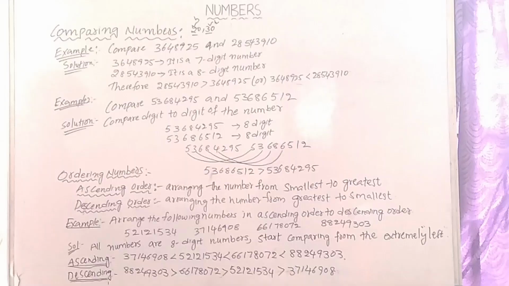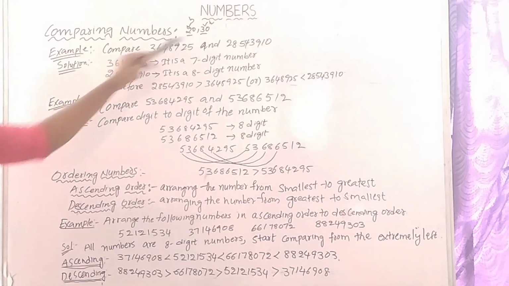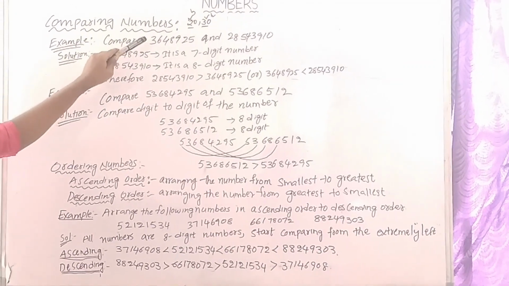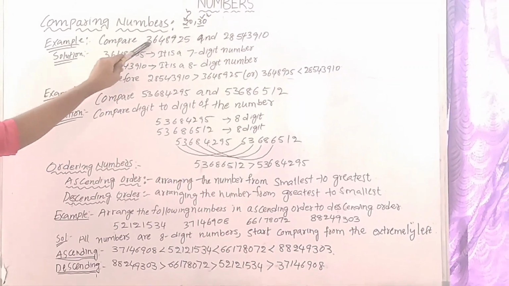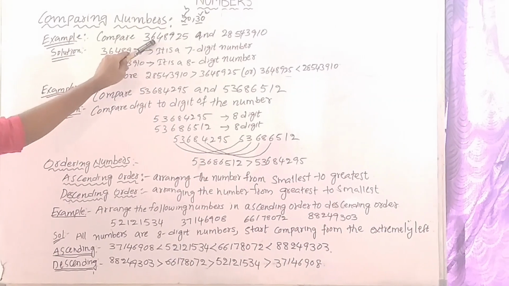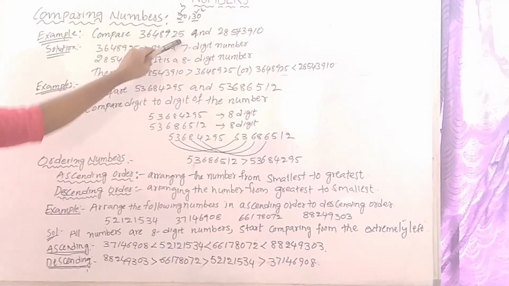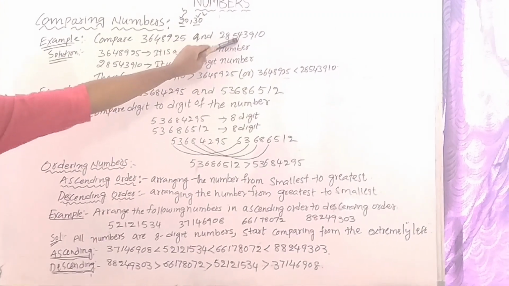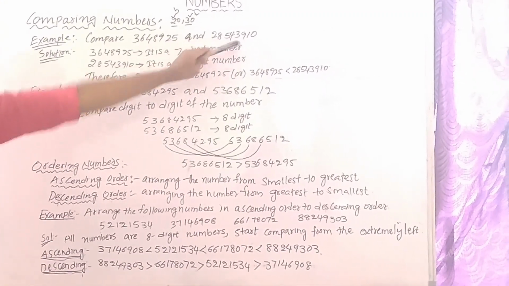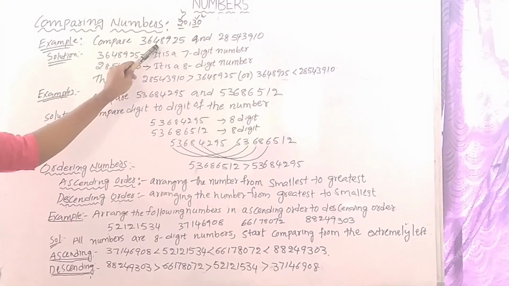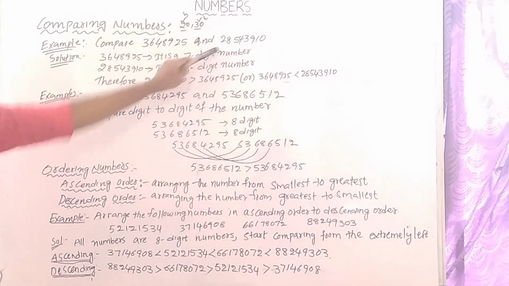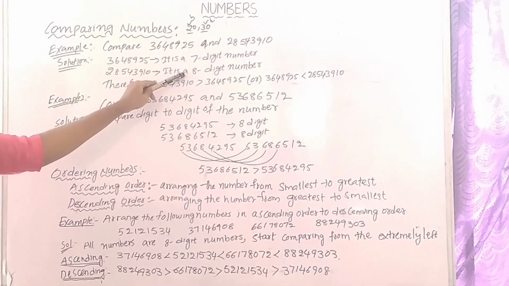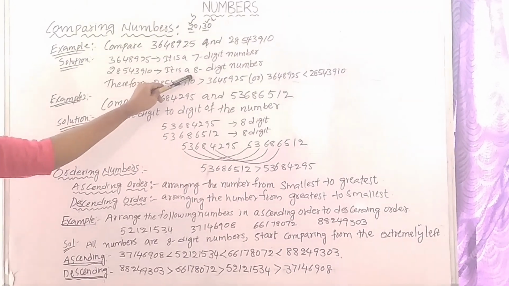But when these two numbers are big numbers, we have to count digit by digit. Count here, first number: 1, 2, 3, 4, 5, 6, 7, 7 digits. Here 1, 2, 3, 4, 5, 6, 7, 8, 8 digits. This number is 7 digits and this number is 8 digits. Which is the highest number? 8 or 7? Absolutely 8 is the highest number.